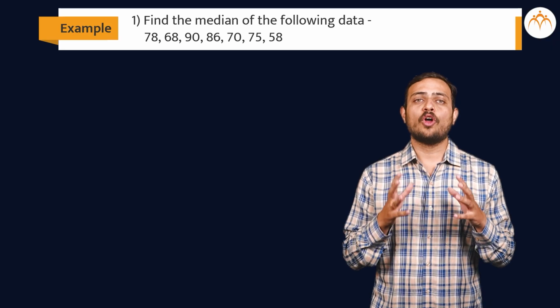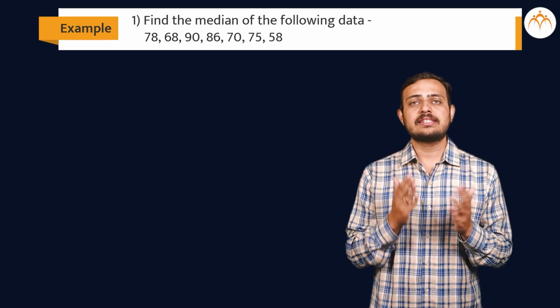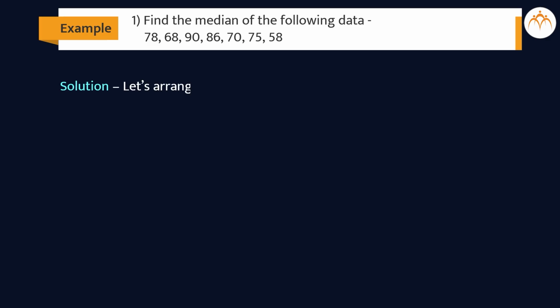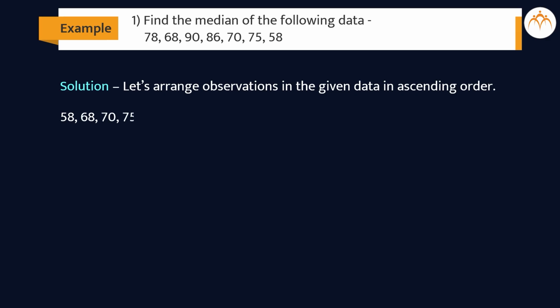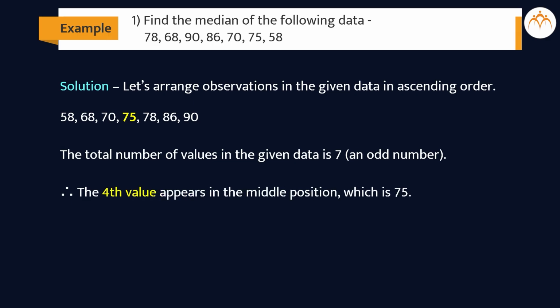Find the median of the following data: 78, 68, 90, 86, 70, 75, 58. Solution. Let's arrange observations in the given data in ascending order, which gives us 58, 68, 70, 75, 78, 86 and 90. The total number of values in the given data is 7. It's an odd number. Therefore, the fourth value appears in the middle position, which is 75. Therefore, the median of the given data is 75.